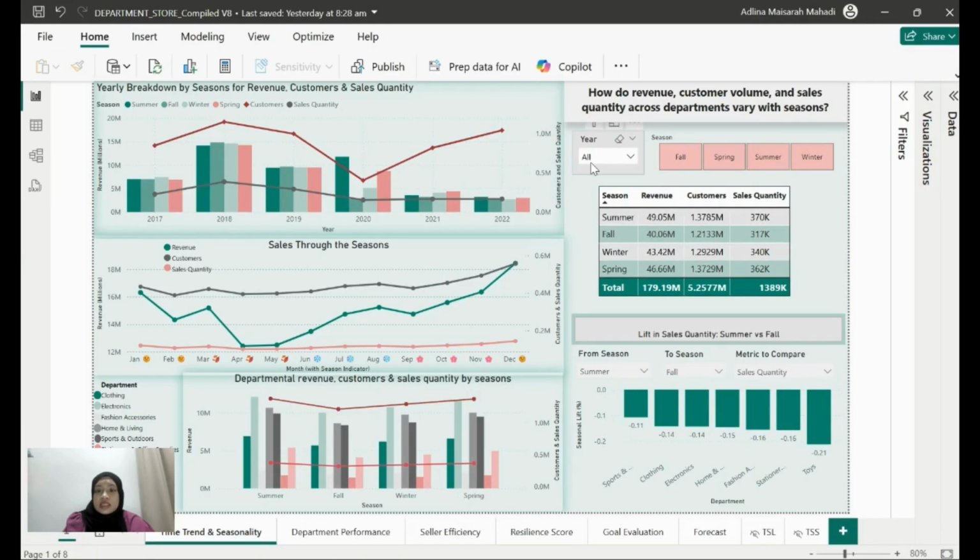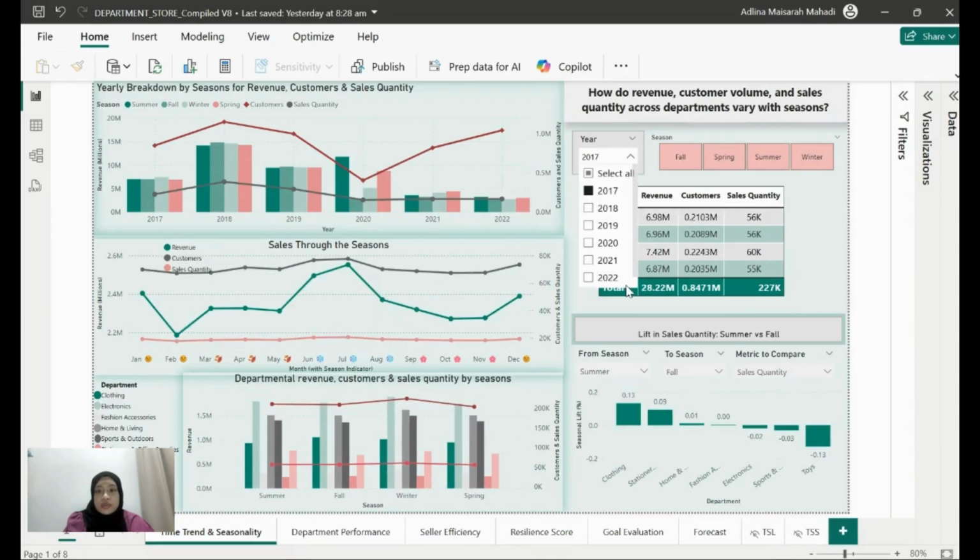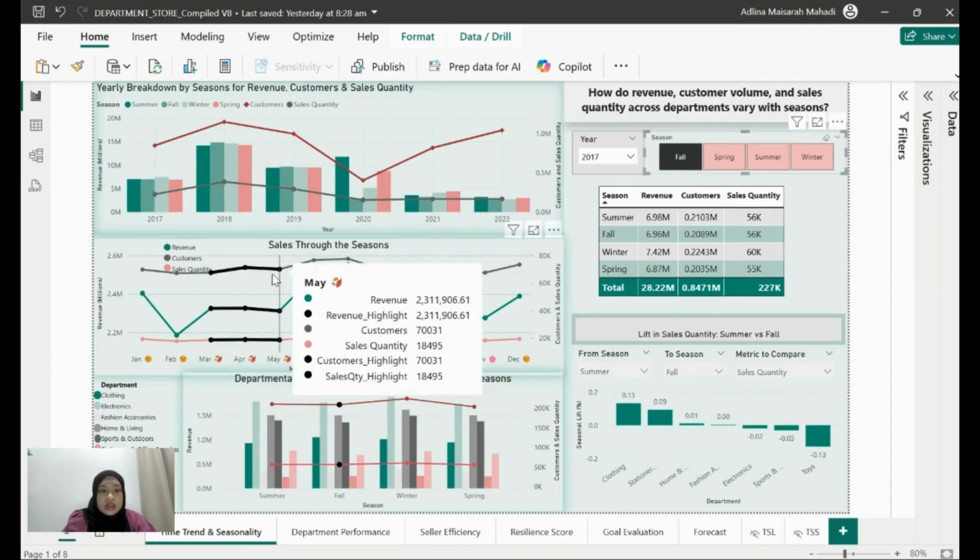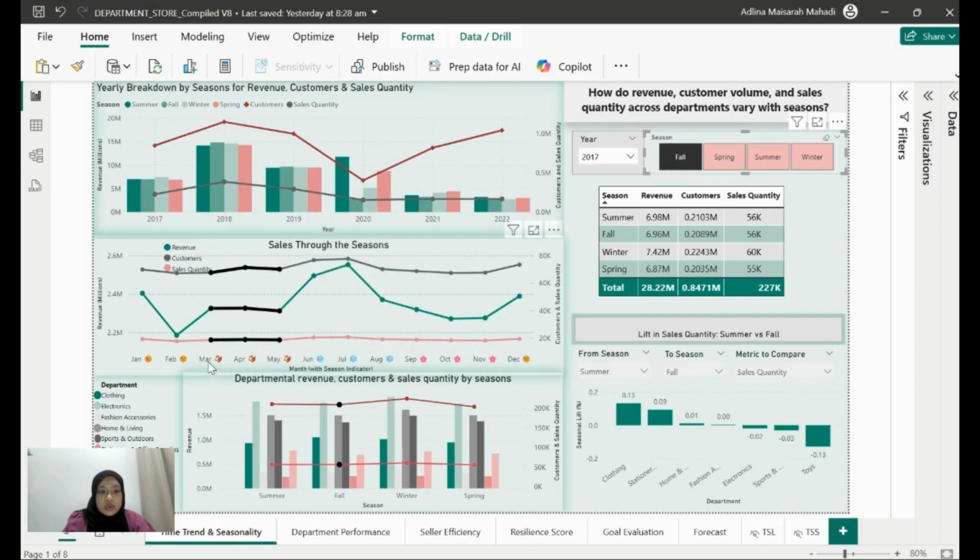And we also added a slicer for year. So if you select all, it shows everything, but if you select 2017, it will appear for 2017 only. Another slicer that we use is season. So let's say when you click fall, a line will appear on the season. So for this, we select fall. March to May will have a black line, and also for fall on the bottom, we'll have a dot as well to represent the season.